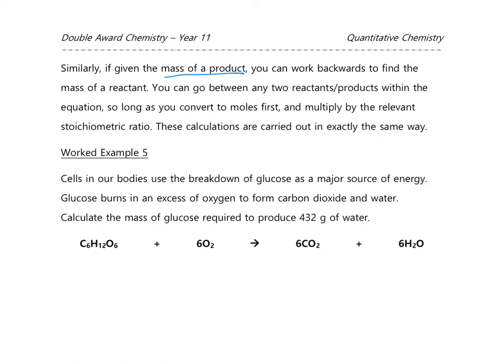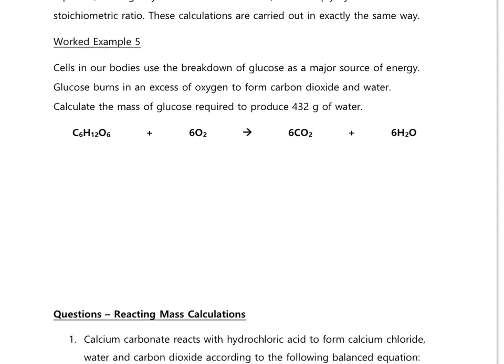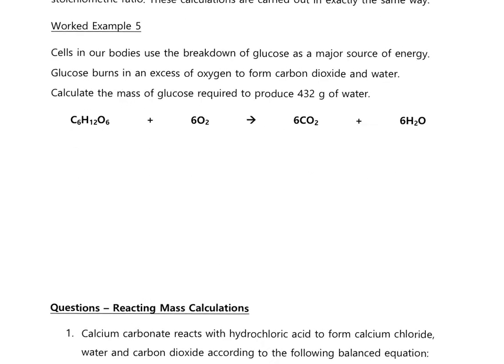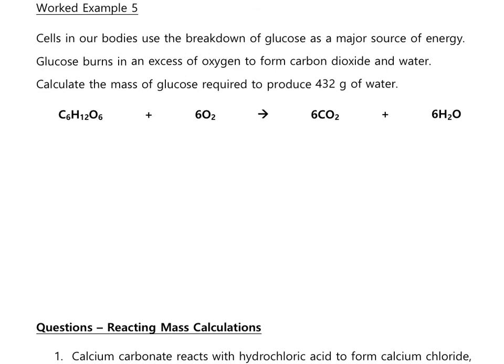Work out your number of moles and then bring it to the other side of the equation. So here we have glucose reacting with oxygen to form carbon dioxide and water. Same as always, let's write down the information we have underneath the equation. It asks us to calculate the mass of glucose, and this is glucose here, so I'm going to put my question mark underneath glucose.